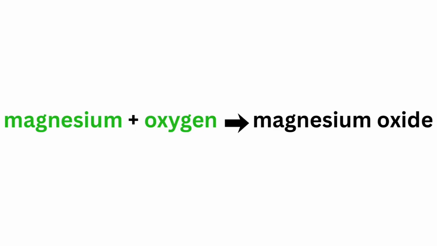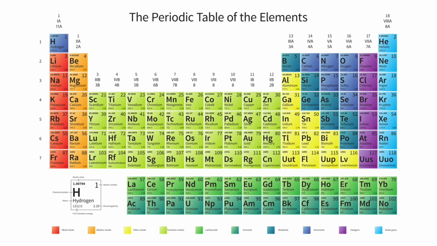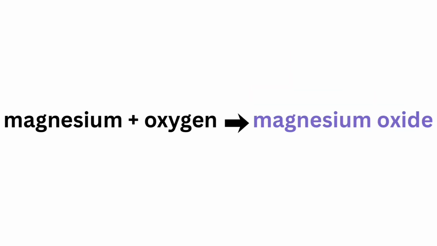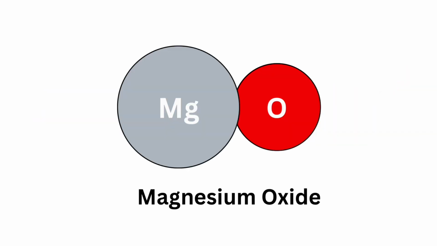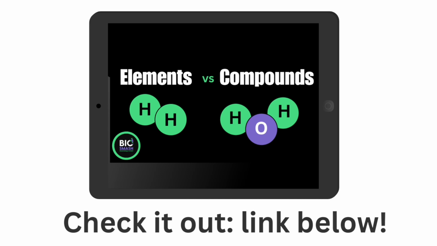So, magnesium and oxygen are both examples of elements. And we know this because both of them are found in the periodic table. Elements are made of only one type of atom. So magnesium is made of magnesium atoms and oxygen is made of oxygen atoms. Magnesium oxide is not an element, it's a compound. And we know this because magnesium oxide contains two different types of atom. It contains magnesium atoms joined with oxygen atoms. And as I mentioned earlier, if you're confused about this, then do check out this video, which I'll link below.